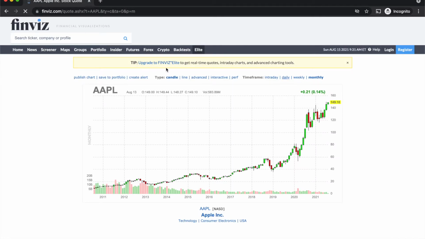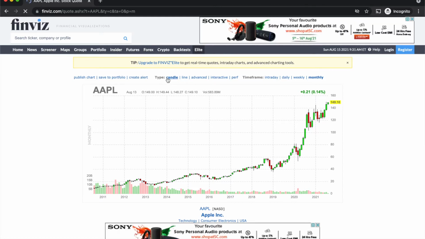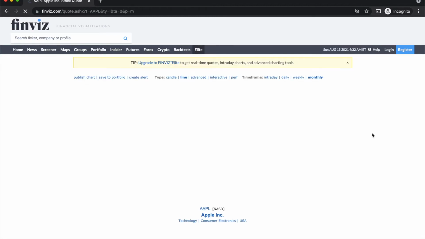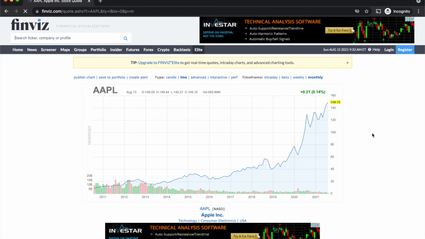Besides the time frames, I have three different types of charts available here. These are candle, line, and advanced. Candle is what is being represented here, a simple candlestick chart, and the time frame right now is monthly. I can click on the line chart, which is another type of famous chart, but it's not that useful because the kind of information that we can see on candlestick charts is not visible here, though it is a simpler chart to see.